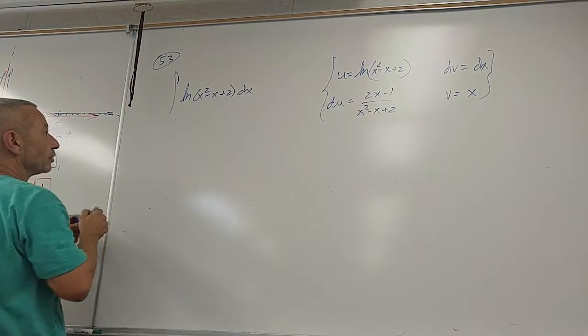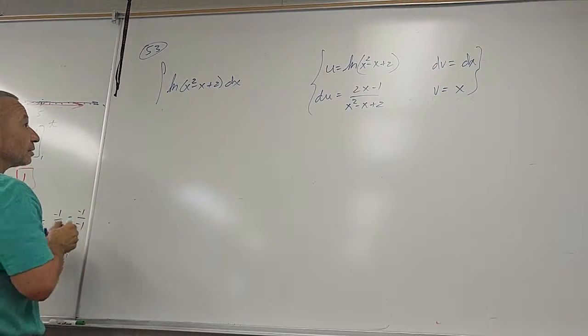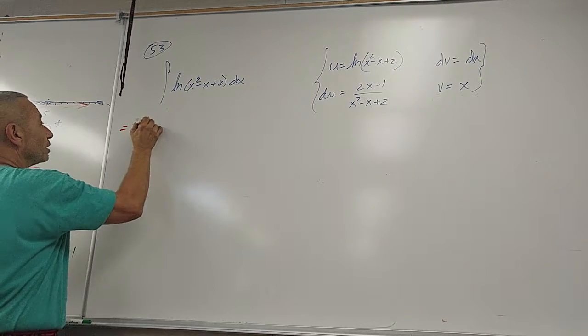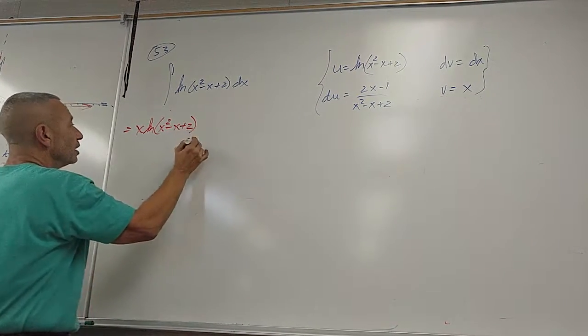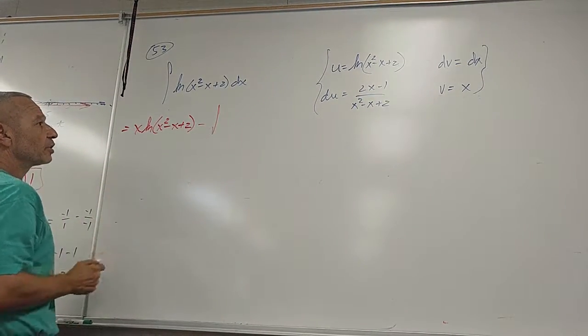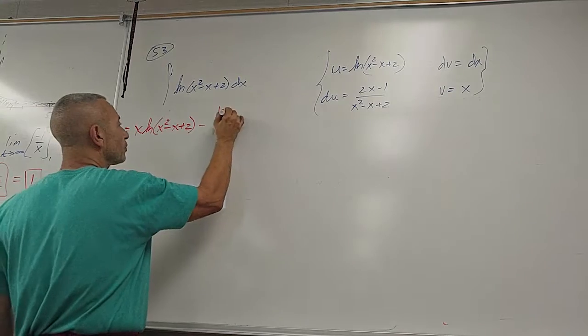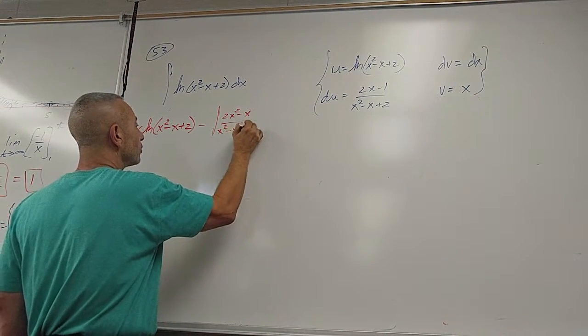So this is uv, x ln x squared minus x plus 2, minus the integral of v du, so 2x squared minus x over x squared minus x plus 2.